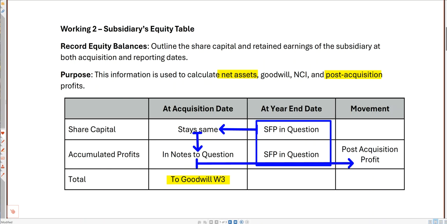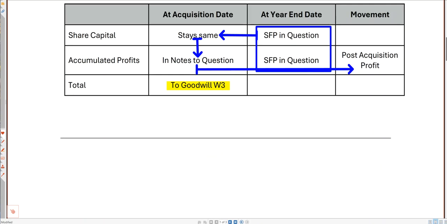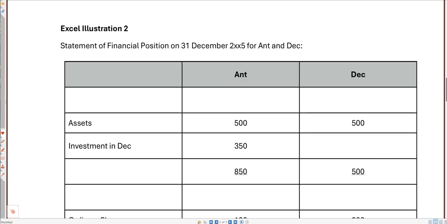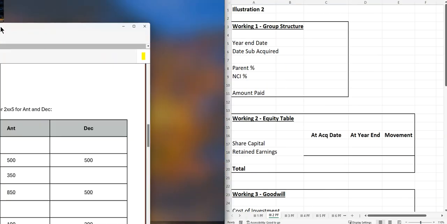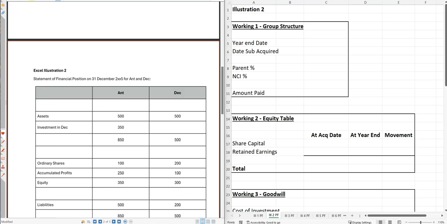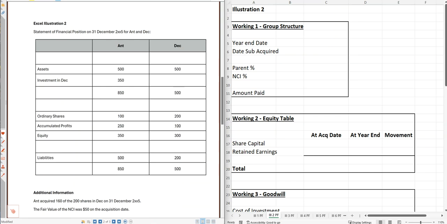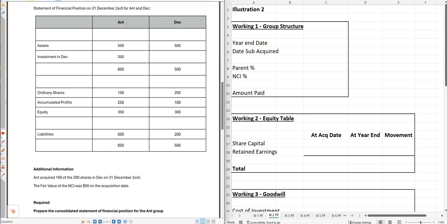As per usual, the best way to do this is to do it through an example, and we're going to do it with illustration 2 of the course, which is here, and we have a pro forma for that, which is here. So what I want you to do is see if you can complete the 2 workings that we've talked about to date, that is the group structure and the equity table. Do it in the way that I said, start at the year end, work your way backwards. So pause the video now, give it a go, and then I'll show you how to do it.